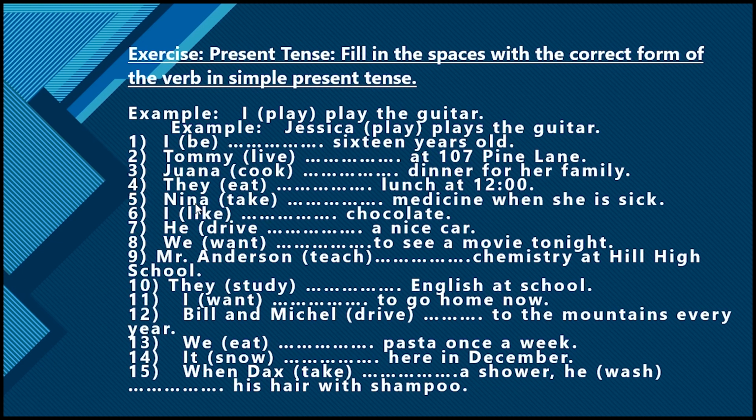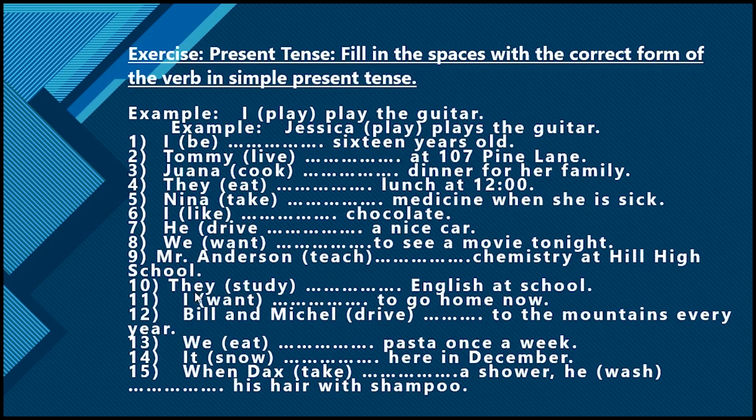Nina, it's one person. So we say, Nina takes medicine when she is sick. I like chocolate. He drive. Well, he drives a nice car. Number 8, we want to see a movie tonight. Number 9, Mr. Anderson teach. Well, it has CH in it. What do we need? We add ES. Mr. Anderson teaches chemistry at Hill High School.